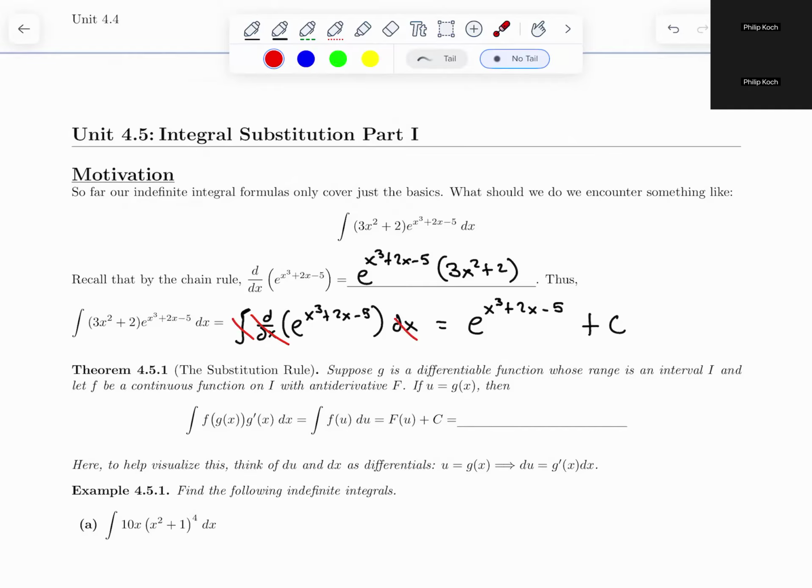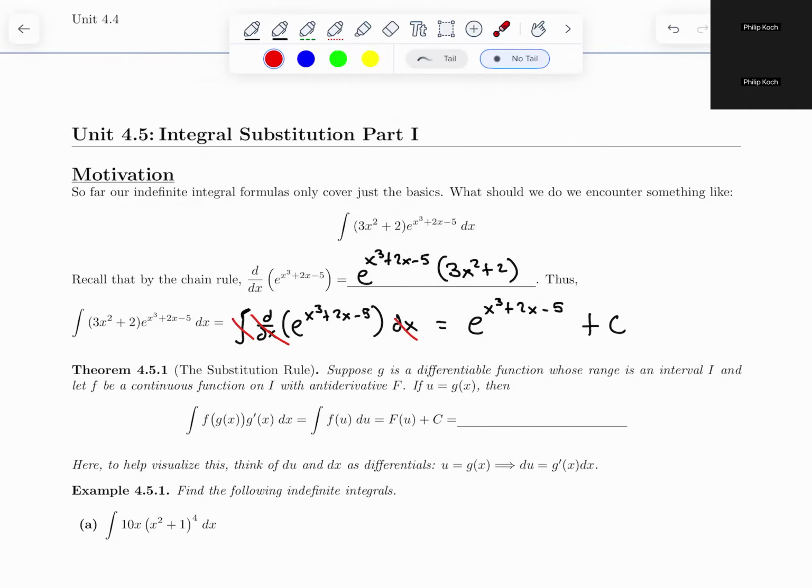Some people call it integral substitution. Some people call it the substitution rule. It says suppose g is a differentiable function whose range is an interval I, and let f be a continuous function on I with antiderivative capital F. That's a bunch of mathy talk. Specifically, by saying that the range of g is I and f is defined on I, that just makes sure that the composition works. Because you need to be able to plug in values of g into the function f. So f needs to be defined on the range of g. That's what's going on there. That's just kind of crossing our T's and dotting our I's.